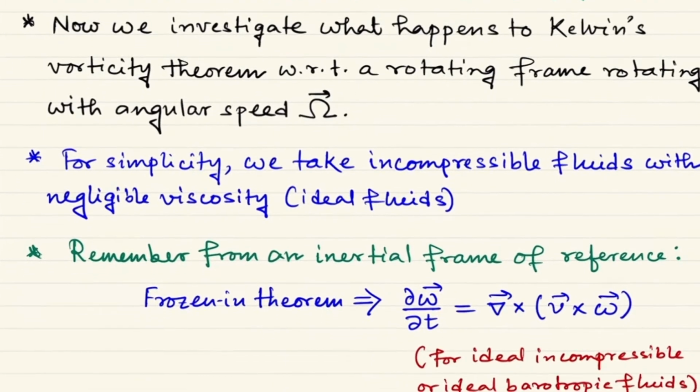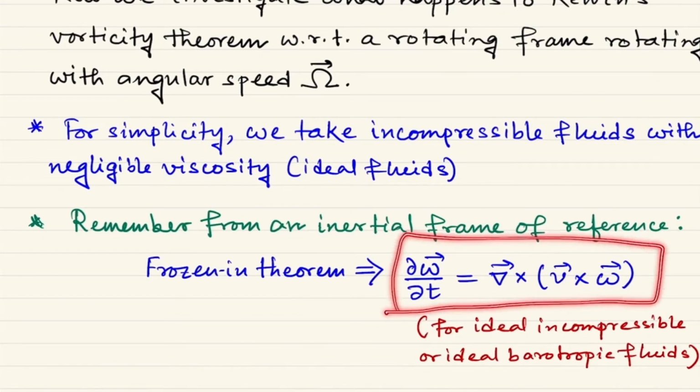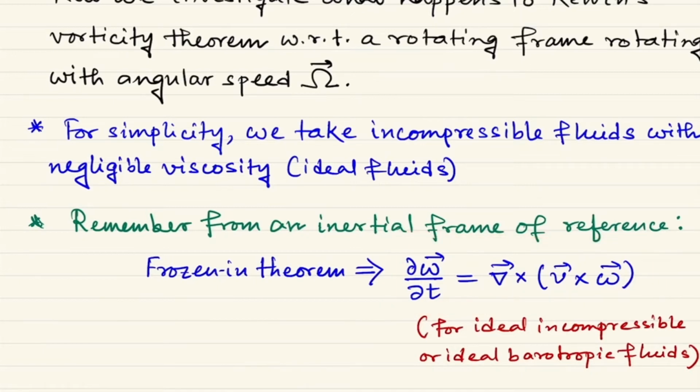And so if we remember the form of Kelvin's vorticity theorem for an ideal and incompressible fluid, we can simply write that ∂ω/∂t is equal to curl of v cross ω. This was the general form of the equation which should be satisfied for a quantity whose flux is to be conserved in time with a fluid element. So that was the frozen-in theorem.